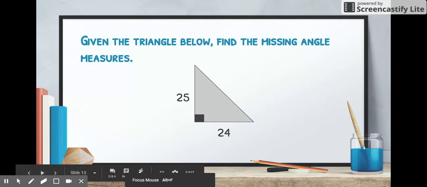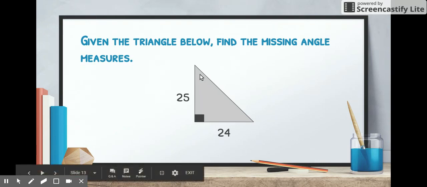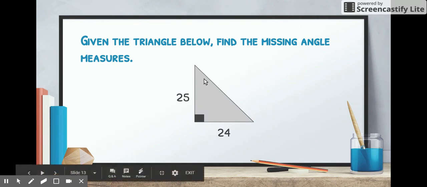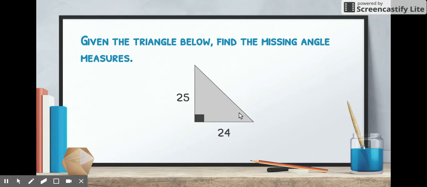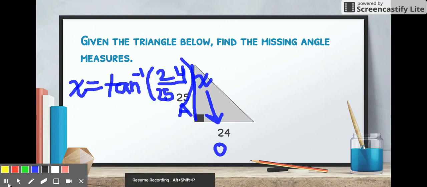So here's another problem. We have a right triangle and 2 side lengths. This is perfectly set up for us to be able to find missing angle measures. It actually doesn't matter which angle measure we find first because if we wanted to find this acute angle measure here, we have the side opposite to it and the adjacent. So we could take tan inverse of 24 over 25 to get this angle measure. Or we could solve for this angle measure first, and we have tan inverse of 25 over 24 to get this angle measure. So it doesn't really matter. I'm just going to solve for the angle on the top for the purposes of this video.